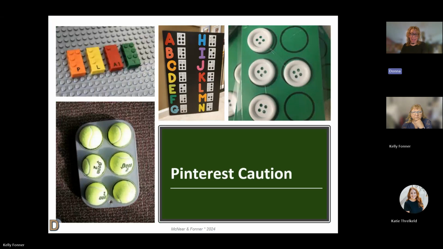And then you see the tennis balls in a muffin tin. That's a common thing you might see, and that's for sighted people to manipulate and learn Braille. So I have this term, Pinterest caution, because if you look at things on Pinterest, you're going to see what Kelly and I call craft Braille. I just want to encourage you to use typical Braille. That would be the word craft, C-R-A-F-T.